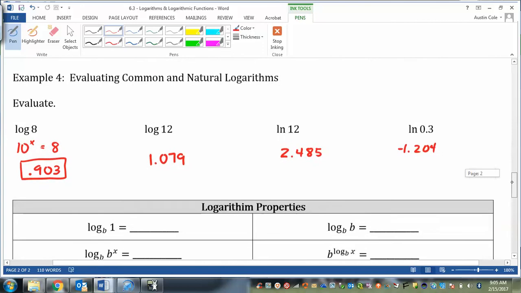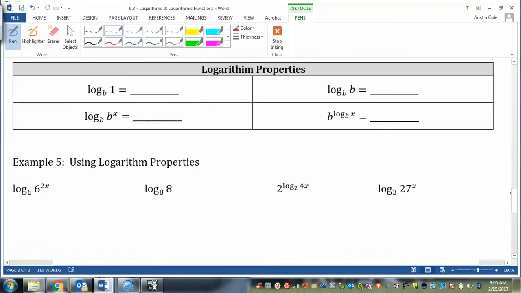Now we've got some properties. We'll use these a little bit today, and also keep using them throughout the chapter. Log base b of 1, where b is any number, I don't care what it is. This means b to what exponent equals 1? b to what power equals 1? 0. So I'm just letting you guys know, if the number in our log is 1, the answer is going to be 0, unless the base is 1 as well, but that rarely will happen.